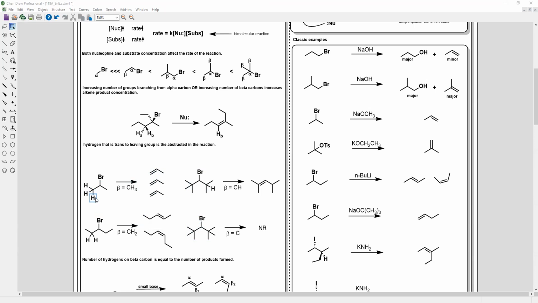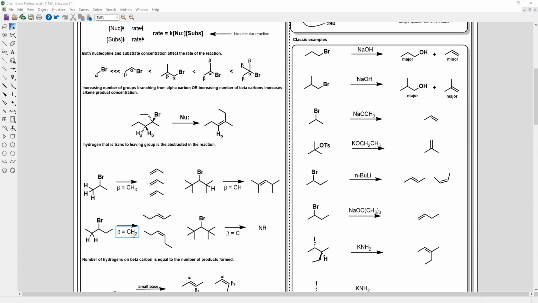But it's important to understand that either one of these protons could be taken, as long as they're trans, right? At some point in time, one of these H's will be trans to Br, and either one of these products can form. Luckily for us though, all of them are the same, so we just write one. But the number of hydrogens is directly correlated to the number of products we make. And this is way more visualizable in the CH2 example.